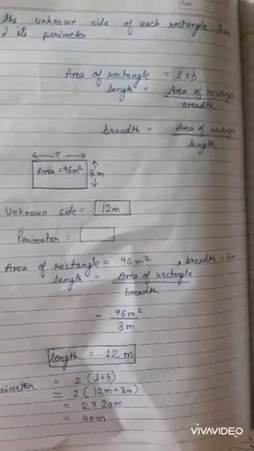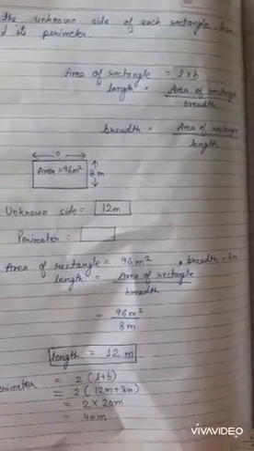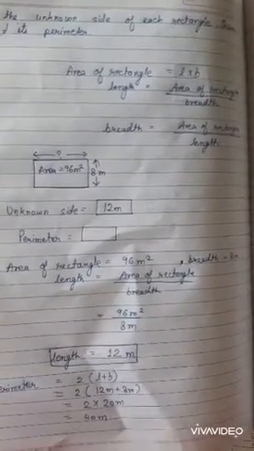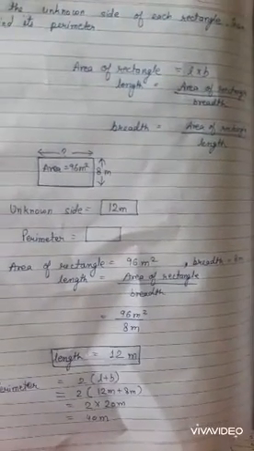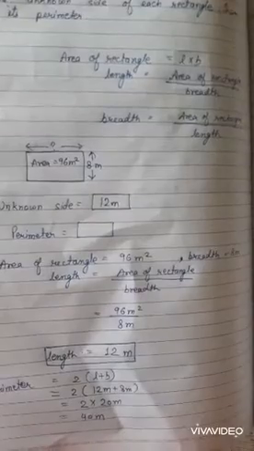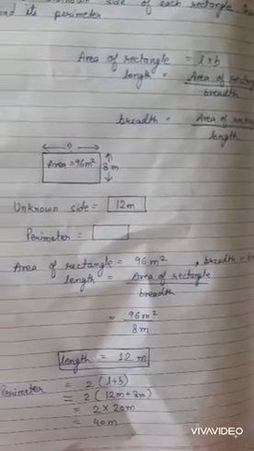So as we know, area of rectangle is length into breadth, and if we want to find the length, then we will divide area of rectangle by its breadth, and if we want to find breadth, then we will divide area of rectangle by length.